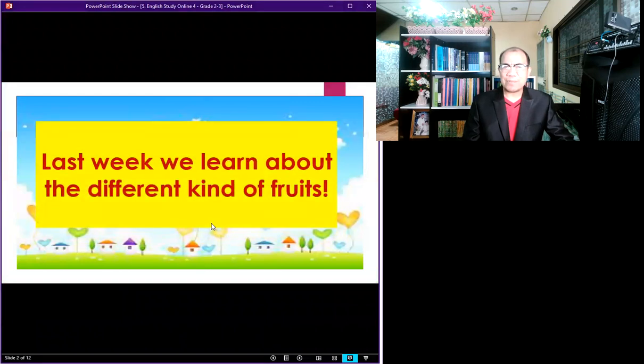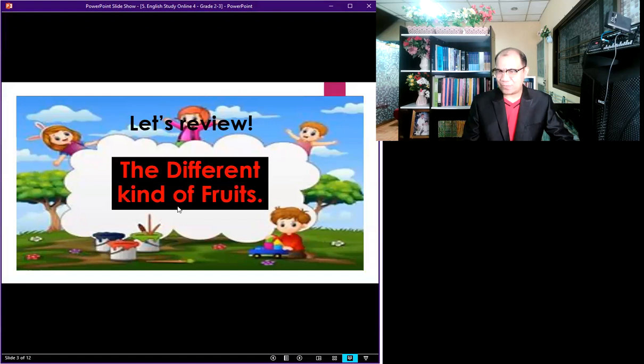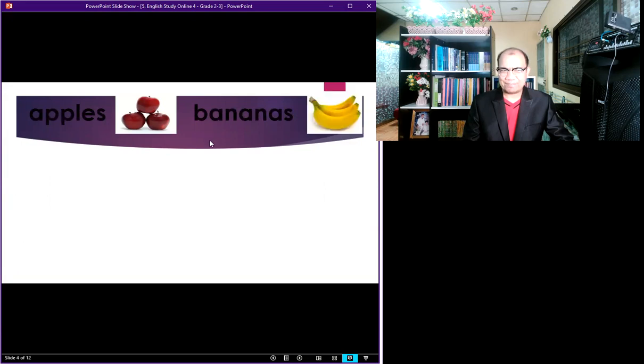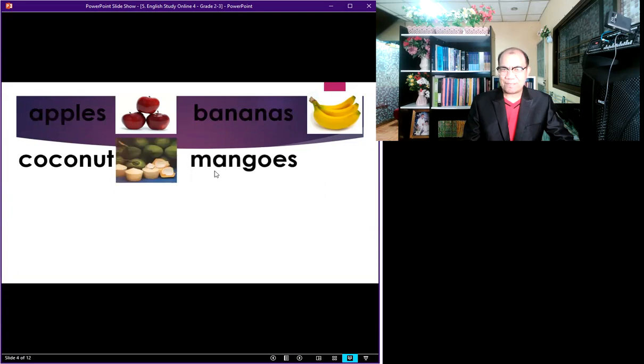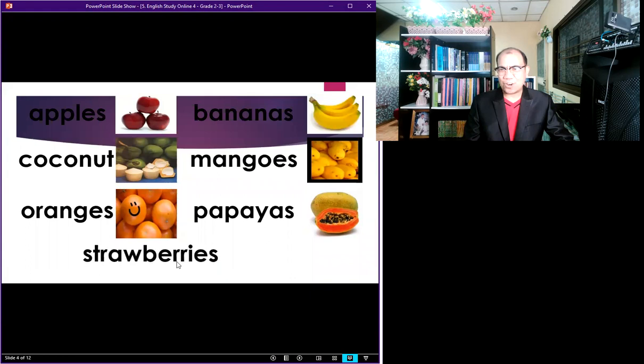Last week, we learned about the different kinds of fruits. Let's review the different kinds of fruit that we learned last week. Apples, bananas, coconut, mangoes, oranges, papayas, strawberries.